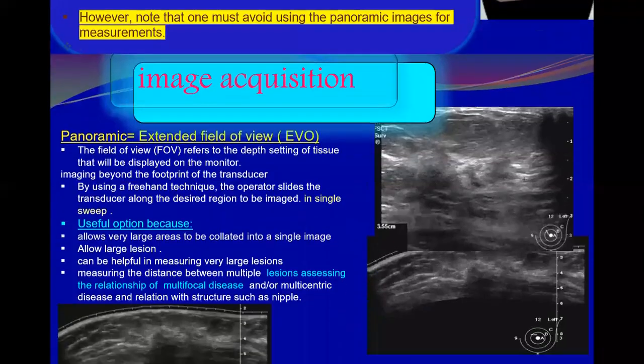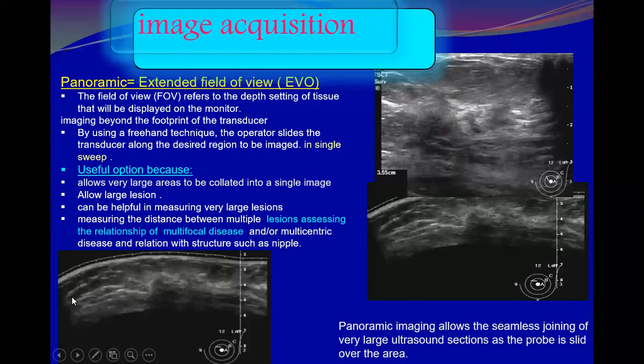You use the machine, you press a button and you sweep throughout the area of interest like this. Okay, giving a single image for a larger area extending beyond the footprint. If the footprint is 5 centimeters, this area might extend up to 10 centimeters continuously. We call it a panoramic view or extended field of view.